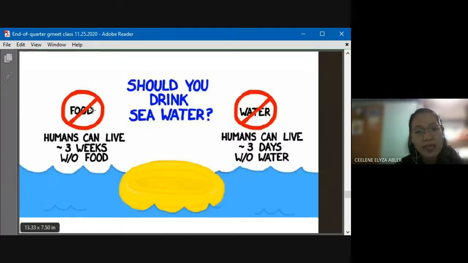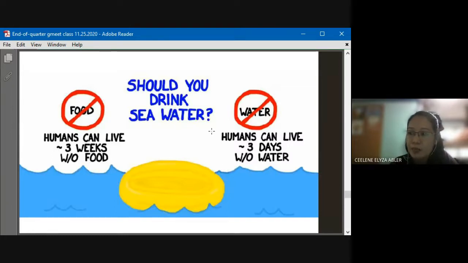So you have here, pwede kang makasurvive without food for about 3 weeks, but it's actually water that is more important, class. It's because ang hypertonic solution, ang salt sa seawater, is madaling makadraw ng water out of your cell. So the cell is actually depleted of water after some time of drinking seawater.